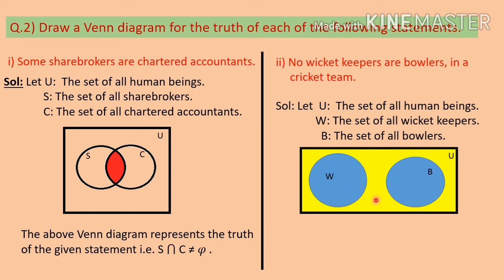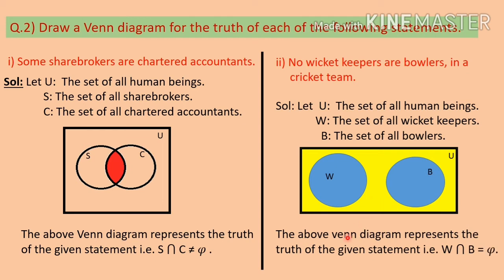And the justification will be, the above Venn diagram represents the truth of the given statement, that is, intersection of W and B is equal to ∅. Correct? Now the next one.